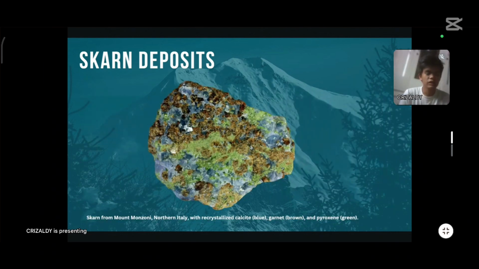Now, this is the example of skarn deposit from the Mount Monzon in northern Italy. We can see this is a recrystallized calcite, and because of the intrusion of hot fluid or hot pluton in carbonate rock, we can see a mineral such as the garnet and pyroxene, where the color brown is the garnet and the green color naman is the pyroxene.